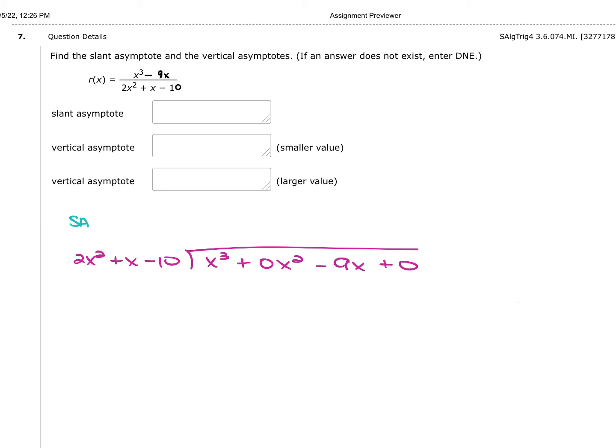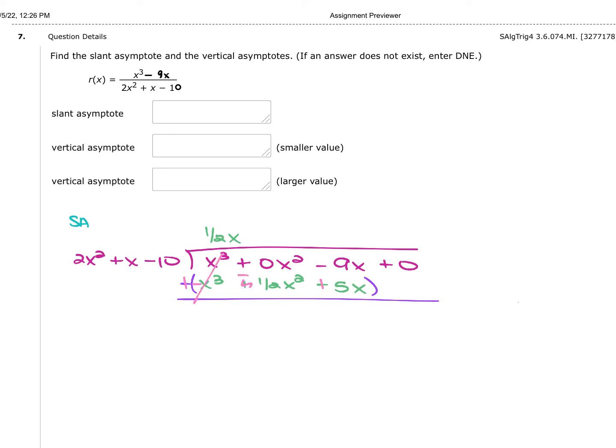First thing that you're going to start with, the 2x squared times what is x cubed? In order to get rid of the 2, you'd have to multiply it by 1/2. You also need an x to make that x squared into x cubed. So this 1/2 x times 2x squared is going to give you x cubed. The 1/2 x times x is just 1/2 x squared. And the 1/2 x times -10 is -5x. We are going to subtract these, or add the opposites.